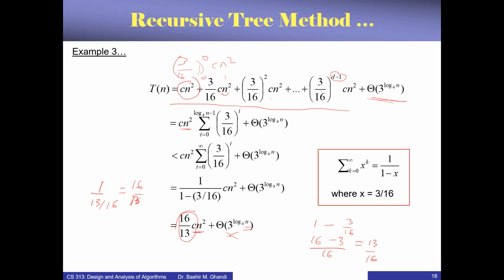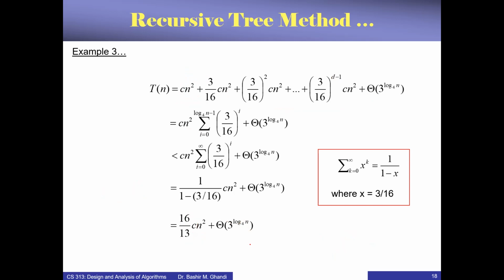So we are almost there, but this term involves n, so we cannot just discard it. We have to evaluate it further to see what exactly 3 to the power log of n to base 4 is. Is it going to be bigger than cn² or not? If it's going to be less, then we can eventually discard it. But for now, we don't know. We have to simplify this further. This is what is left for us, which we will do in the next slide. So this is what I'm asking here. What does this mean actually?